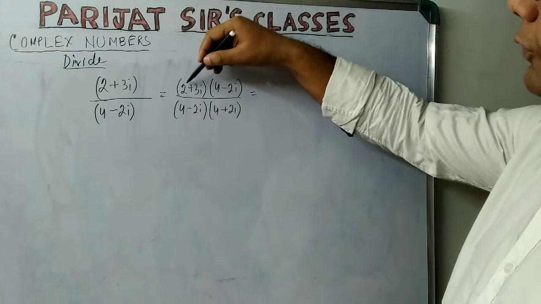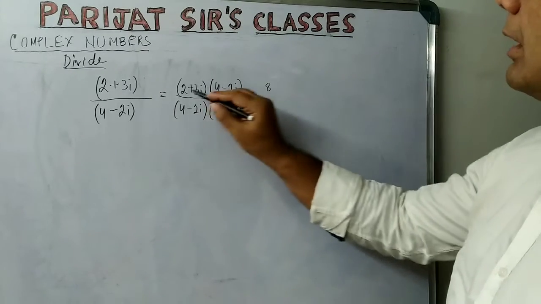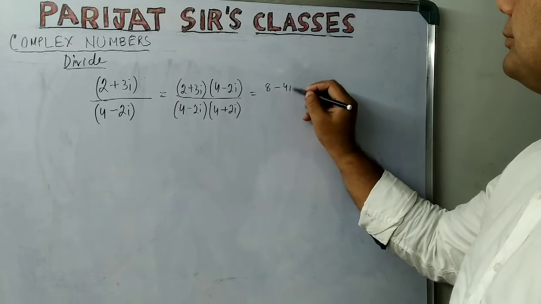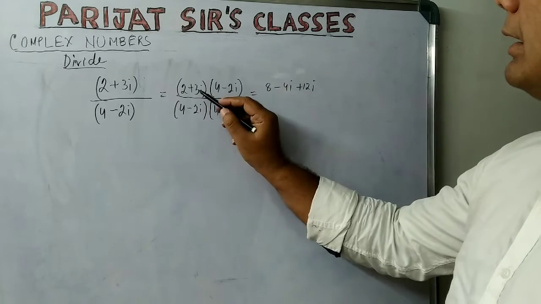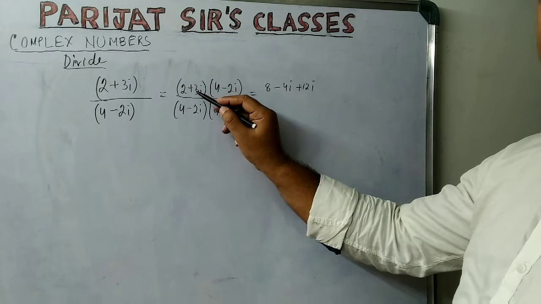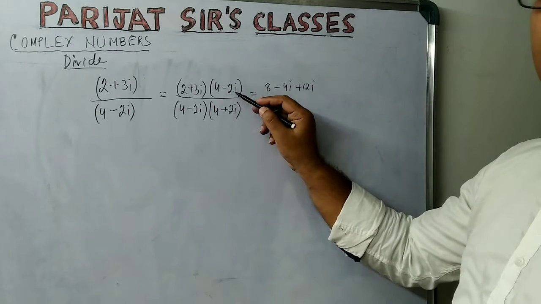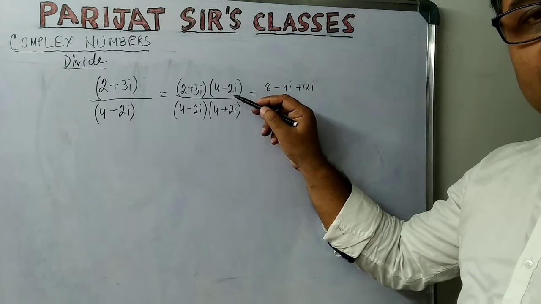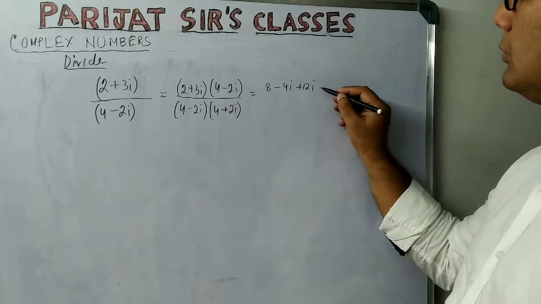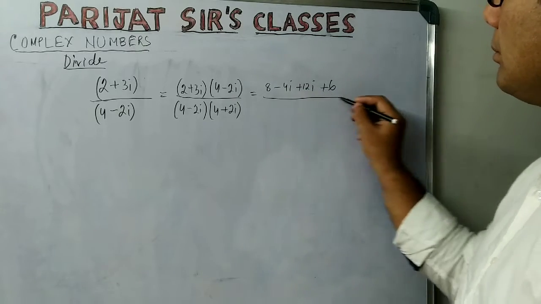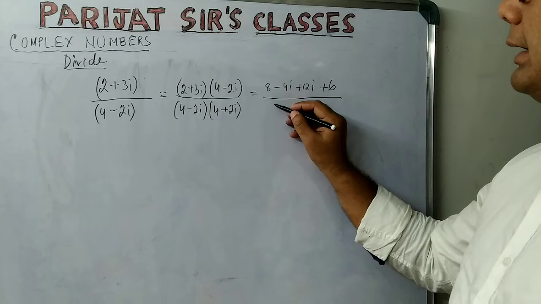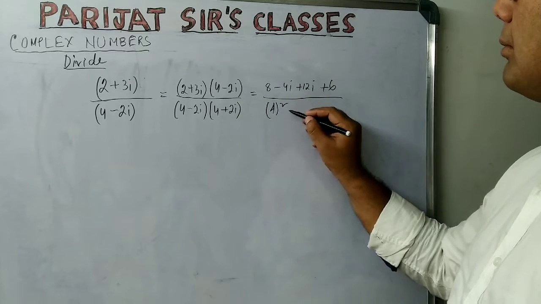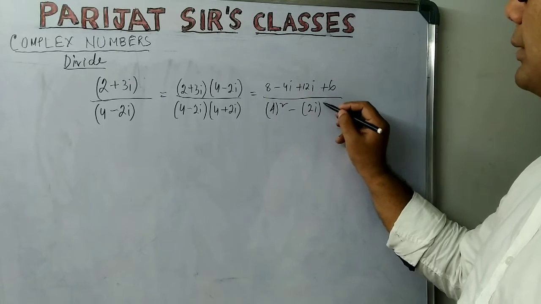So the multiplication will be 4 2s are 8 minus 4i plus 12i, and this is plus 3i minus 2i is minus 6i square, and i square is minus 1. So which is plus 6. Now see, this is a minus b into a plus b, so I can write a square minus b square.